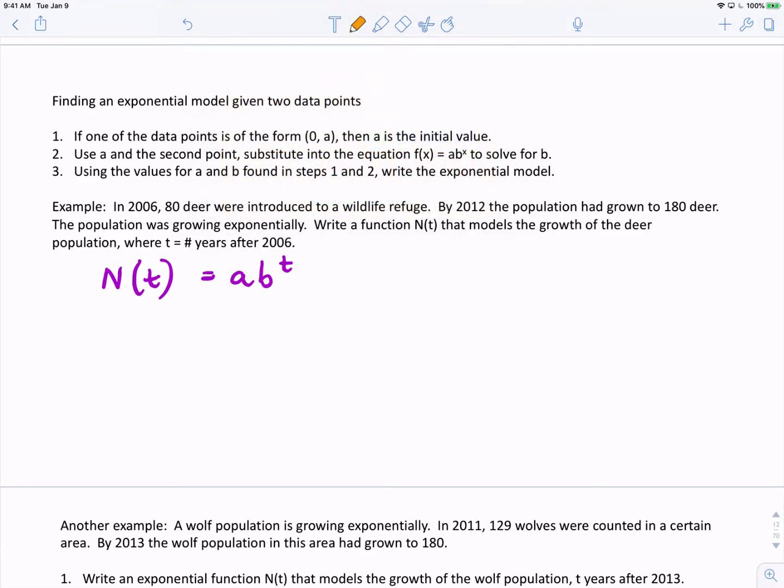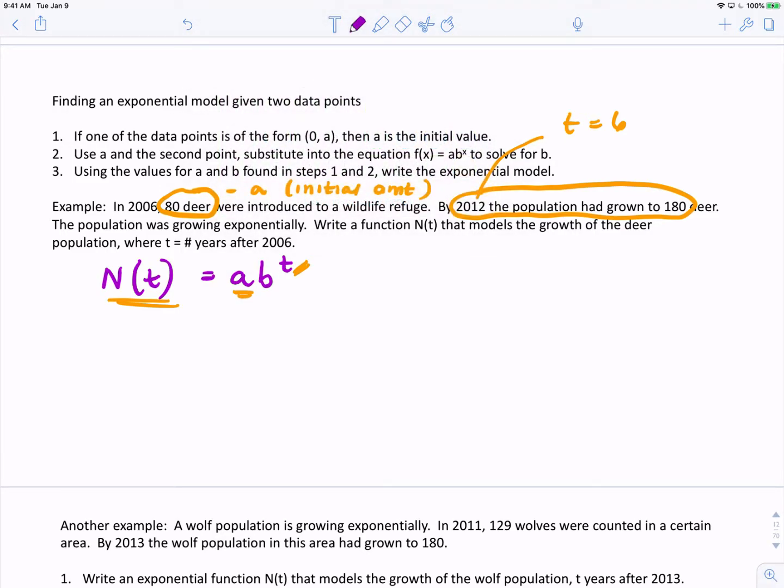So what we'll do is we'll use this starting point of 80 deer as a, our initial amount. And so what we'll do is we'll use that and our second point. So our second point is this information: by 2012, the population had grown to 180 deer. So notice that 2012 would have been 6 years later than 2006. And so what we're going to do is plug in values for N of t, a, and t, enabling us to solve for b.